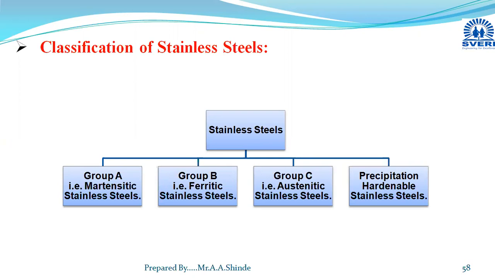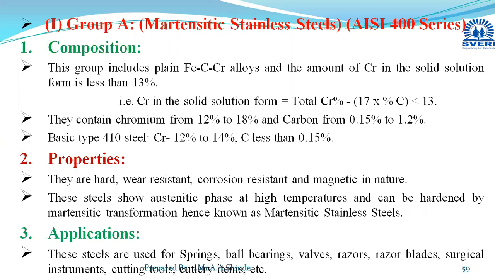Then we will start with Group A. This Group A stainless steel is also known as martensitic stainless steel. Why is this known as martensitic stainless steel? First, I will explain why it is termed as martensitic stainless steel. These Group A steels show austenitic phase at high temperatures, and they are hardened by martensitic transformation. And due to this, at room temperature, martensite phase is present in these stainless steels. Hence, they are termed as martensitic stainless steels.